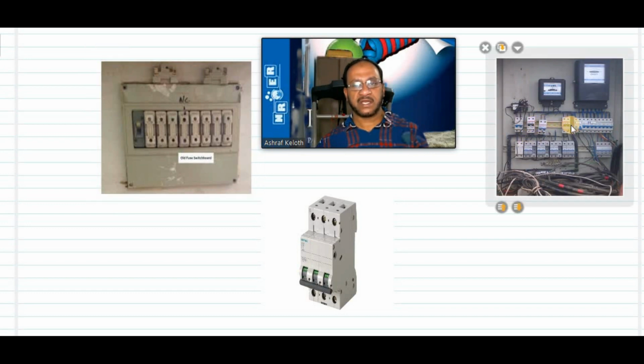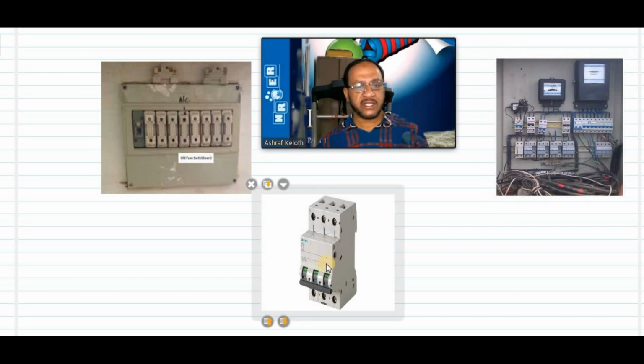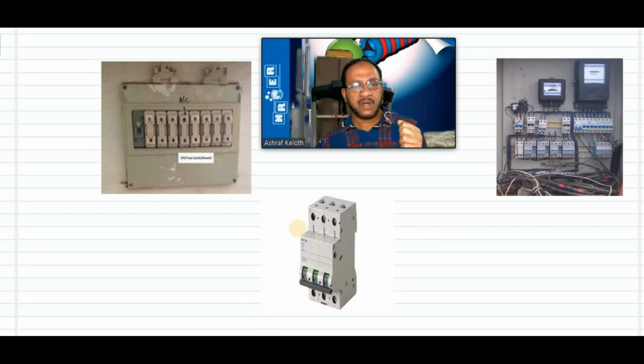There are many circuit breakers. These are all circuit breakers. Instead of a fuse we use a circuit breaker. This is the circuit breaker. Actually it is a magnetic switch. Inside there is an electromagnet. Circuit breakers are more precise, more accurate than the fuses. Inside there is an electromagnet.